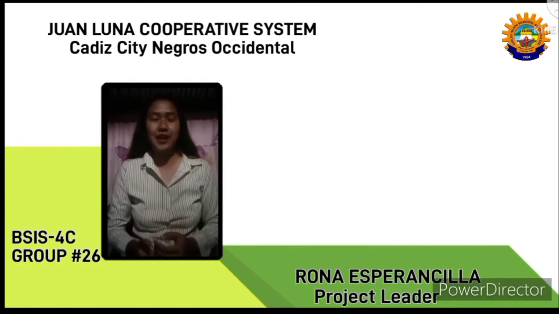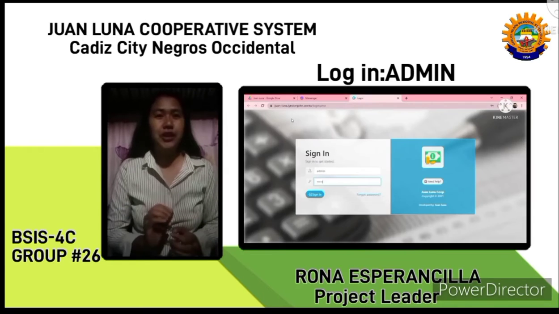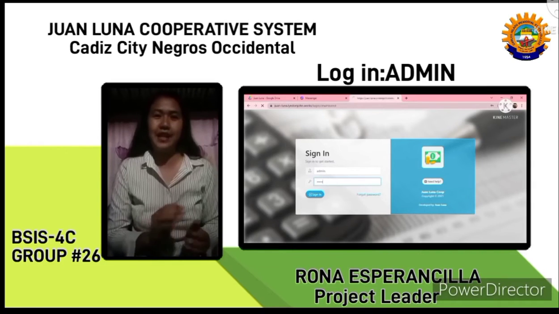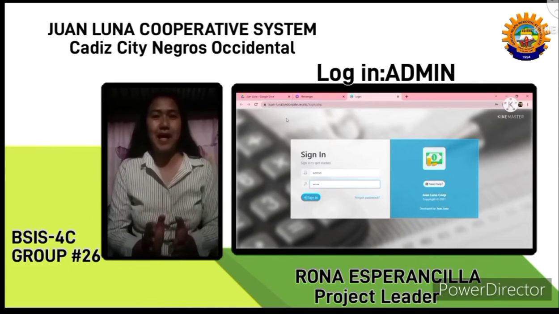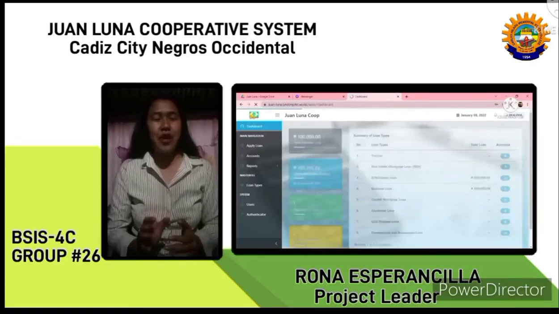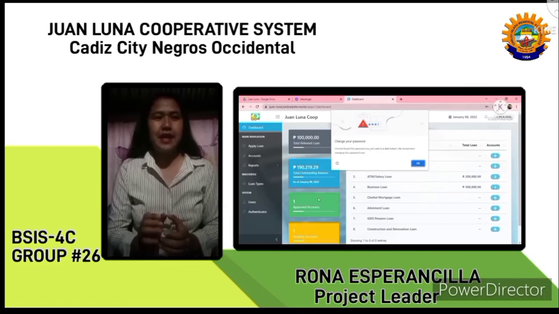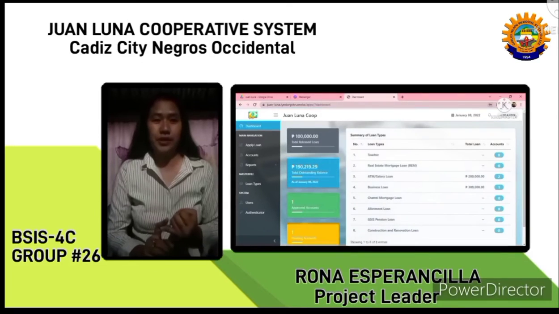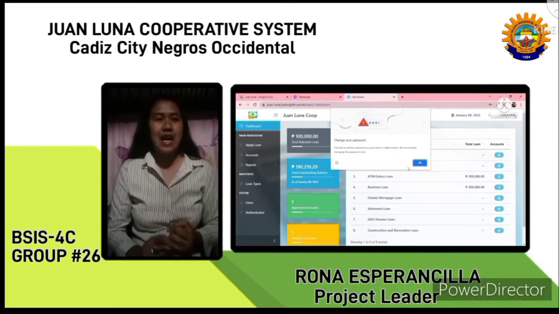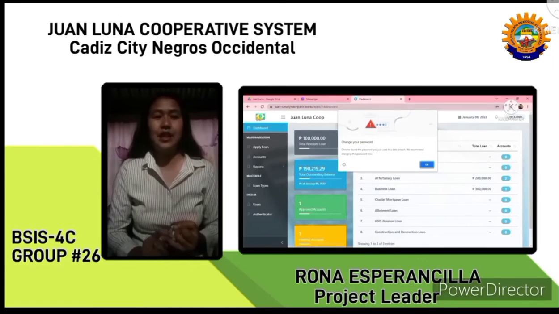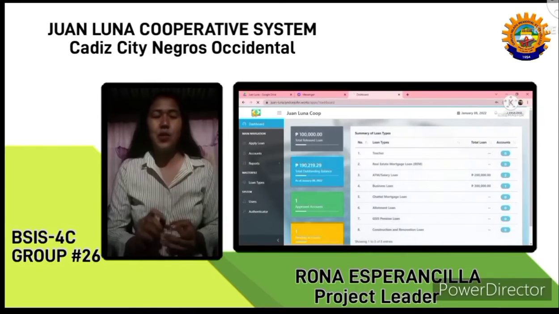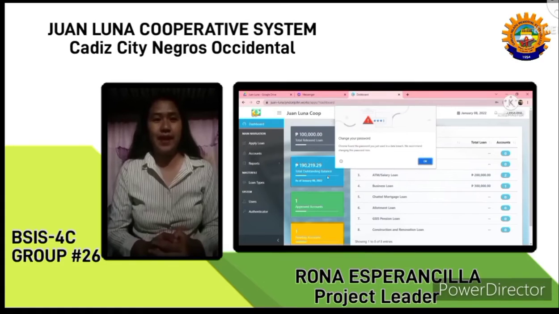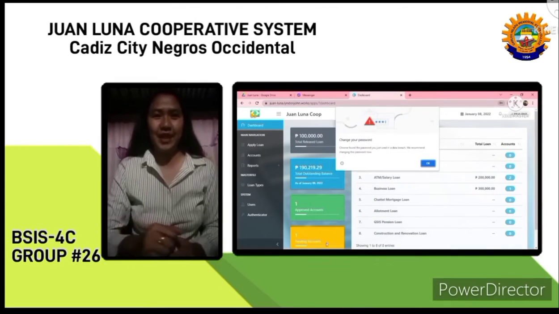To the dashboard. First, if you are the admin, you should log in to your account using your username. The username is admin and the password is admin. Next, here you can see the dashboard that consists of the summary of loan types. You can see the total released loans, the total outstanding balance, approved accounts, and pending accounts. Thank you.